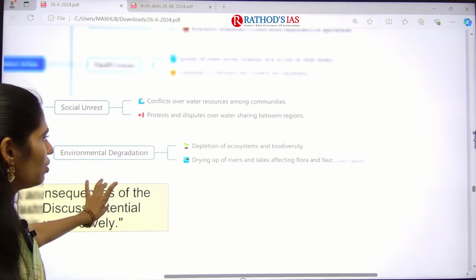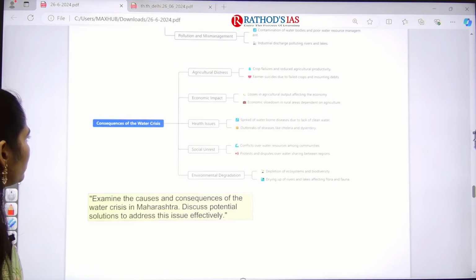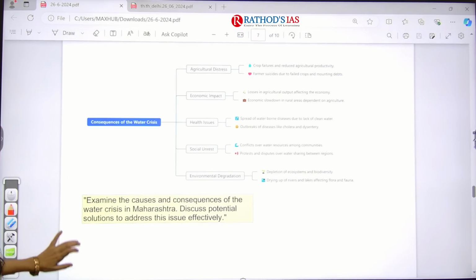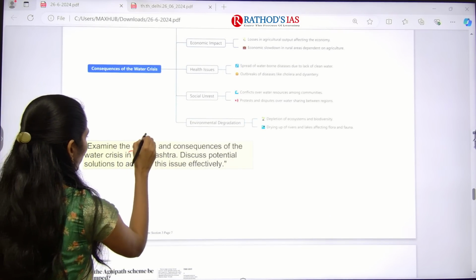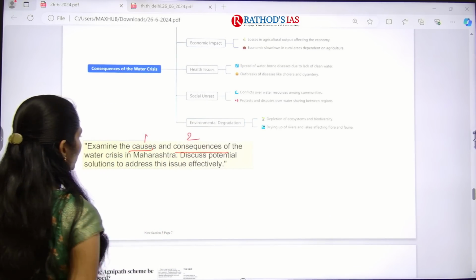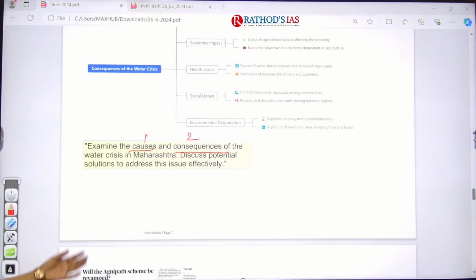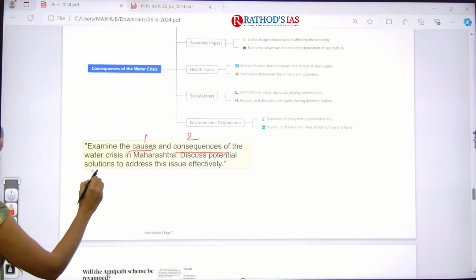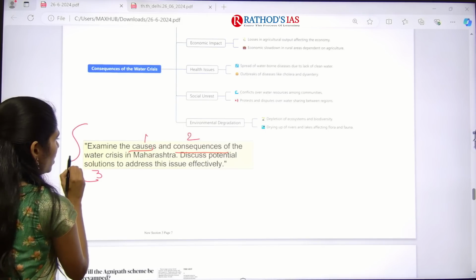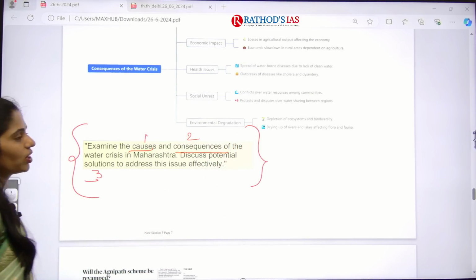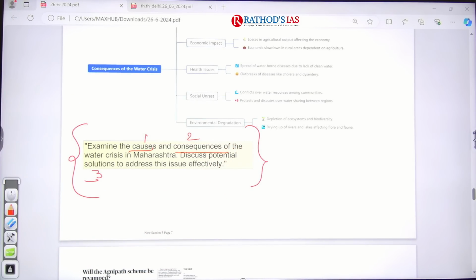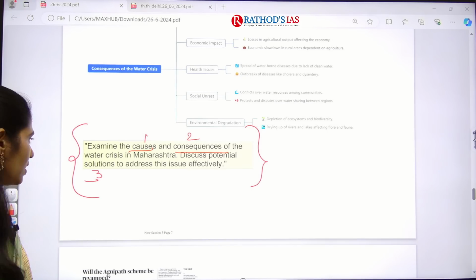And I want to give you one mains question. The mains question is: examine the causes and consequences of water crisis in Maharashtra, and discuss what the solutions are to address this issue effectively. So there are three sub-questions included in this question. Try to write an answer for this and send it for evaluation.